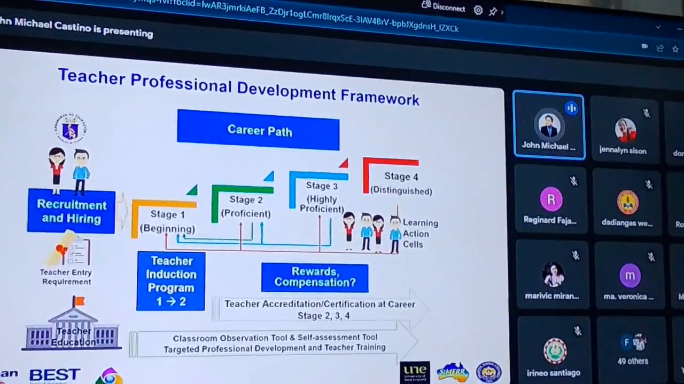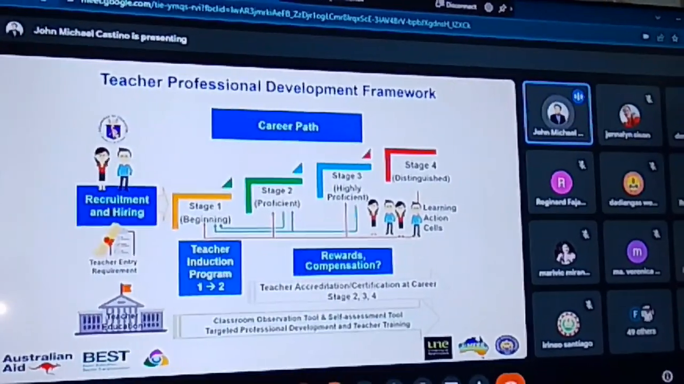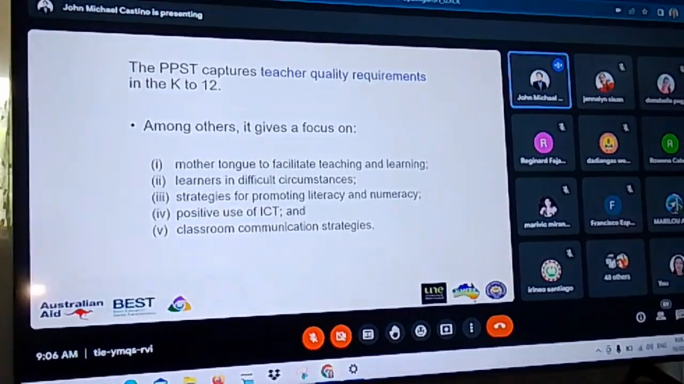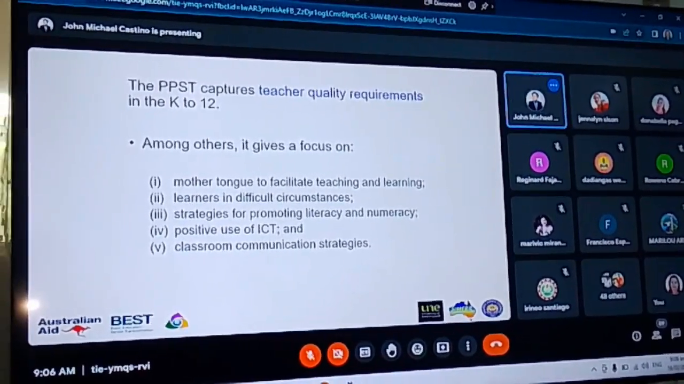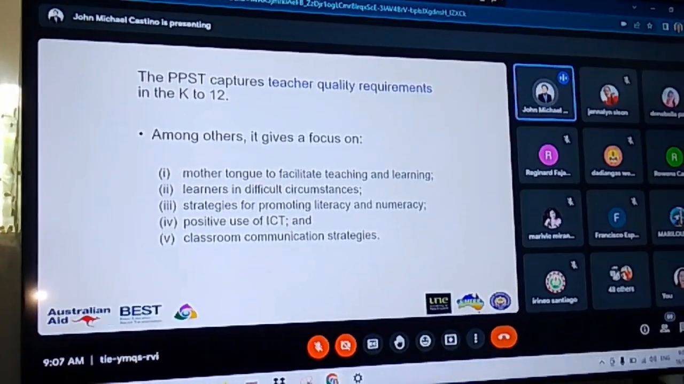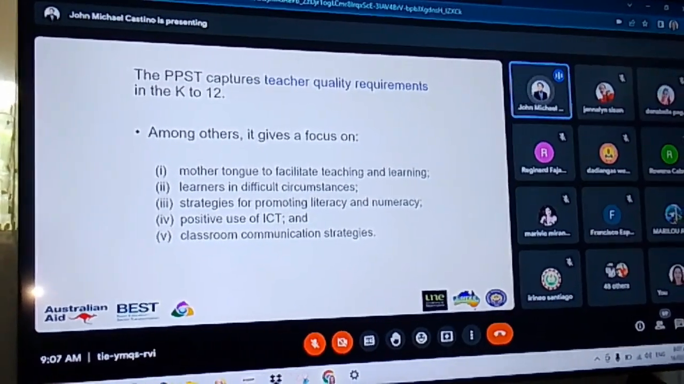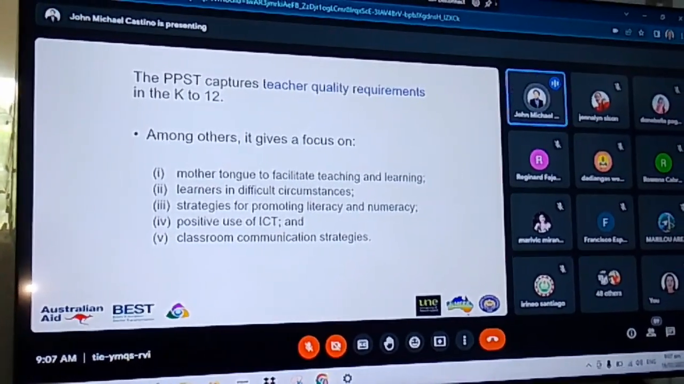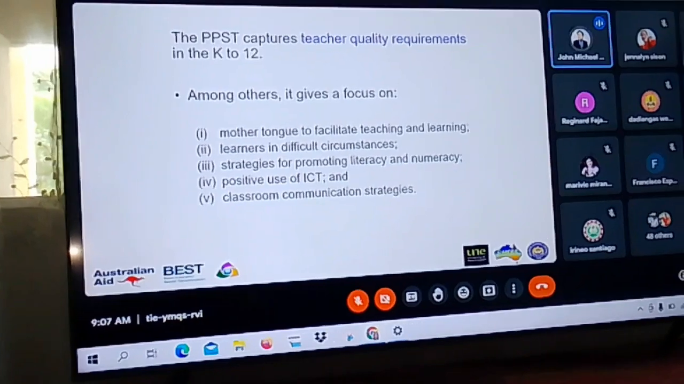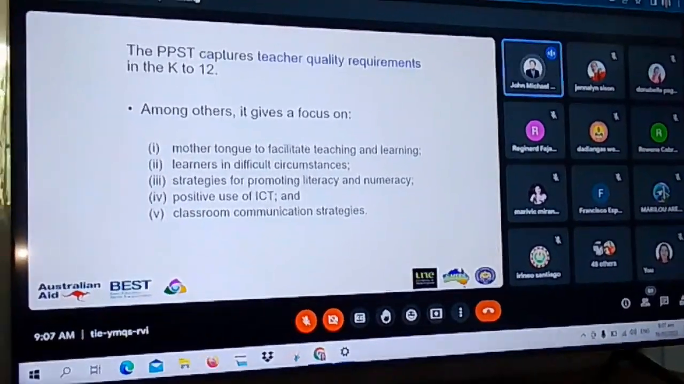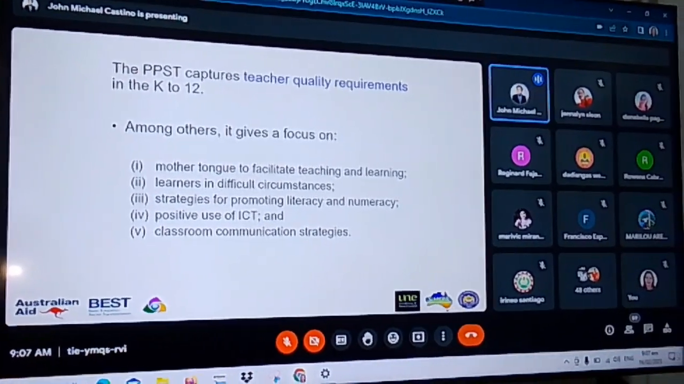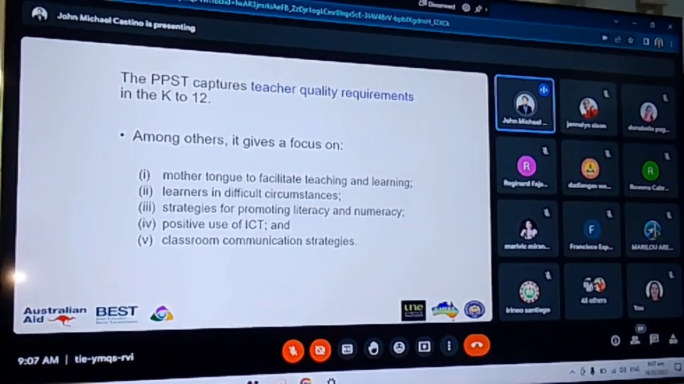So from hiring to retirement, we link everything, but while they are still active in service, we are connected to the L&D plan. So for this PPST, or the Philippine Professional Standards for Teachers, we will be giving more focus on mother tongue to facilitate teaching and learning. That's why from kindergarten to grade 3, we are really concerned with the MTB-MLE as well as its delivery and assessment. Then we also have learners in difficult circumstances. We have a lot of them. We have strategies for promoting literacy and numeracy, like the early language literacy and numeracy, the ELLN.